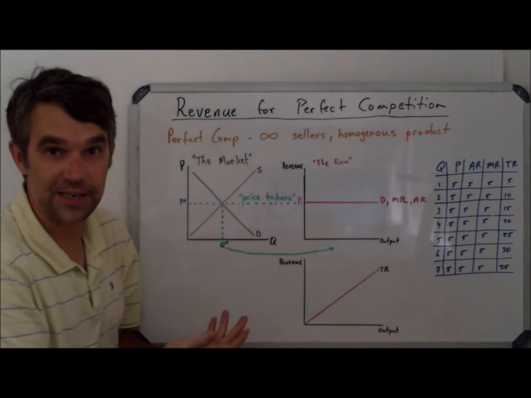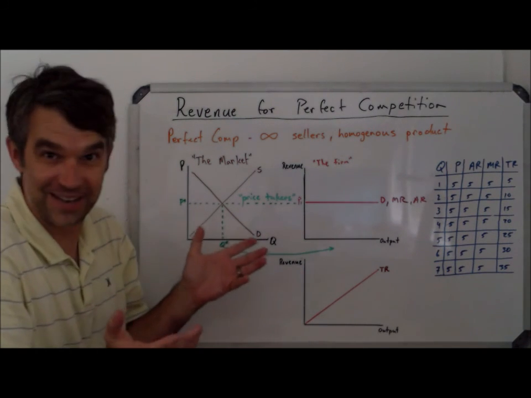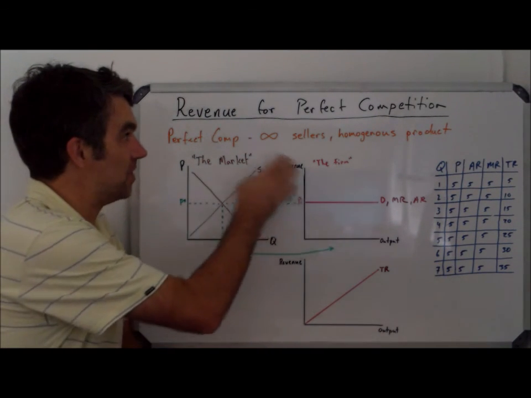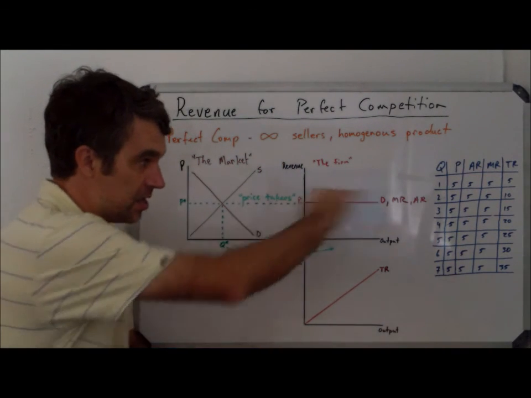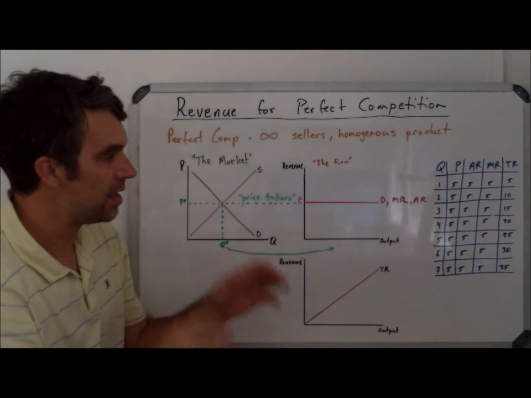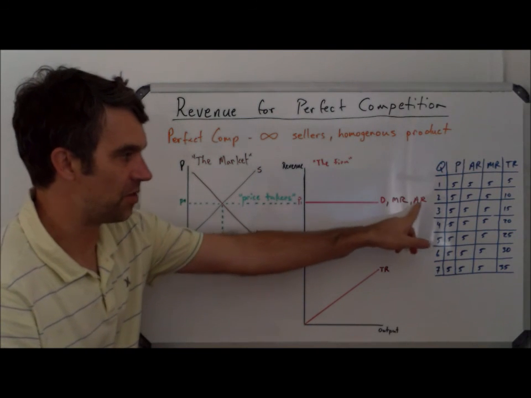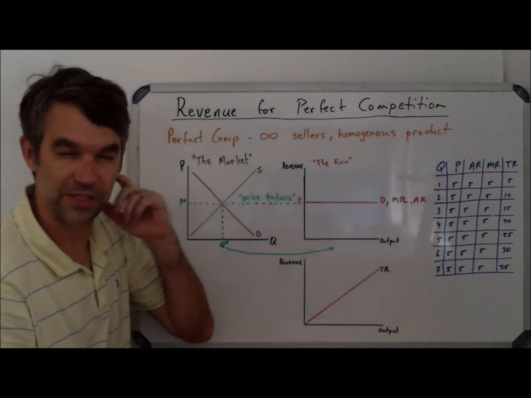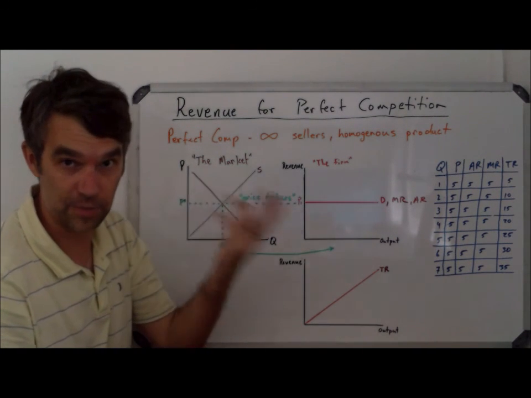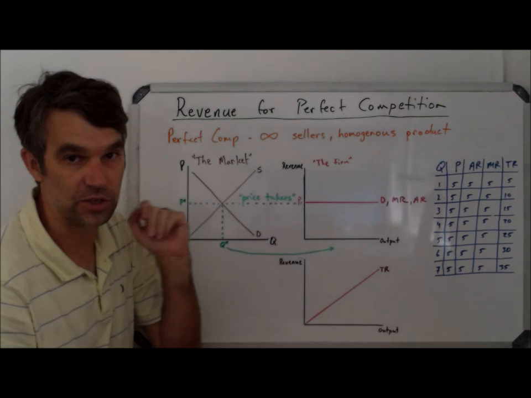It's a pretty easy idea. If you need to sketch revenue for a firm in perfect competition in the short run, you just simply draw a horizontal line and you label it demand, marginal revenue, and average revenue. You don't even have to label it demand all the time, but sometimes it's important to remember that it is, in fact, the demand curve that this individual firm is facing.